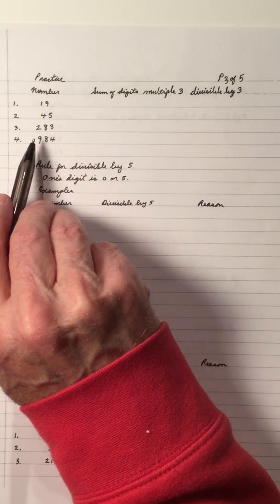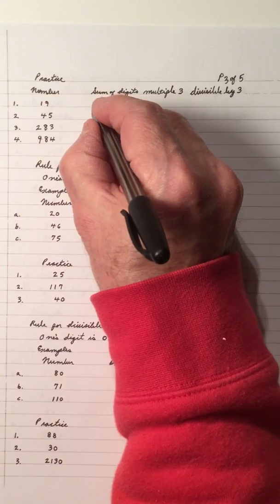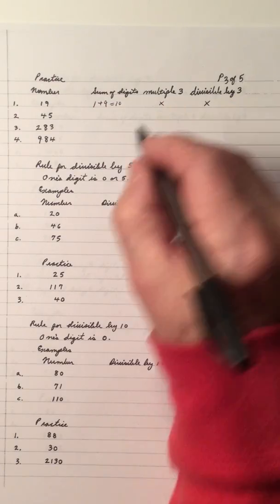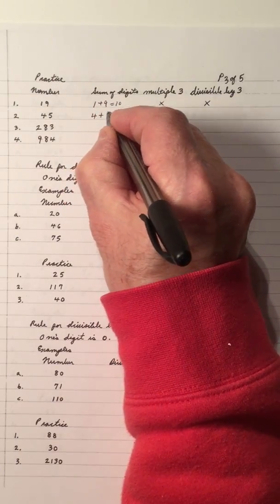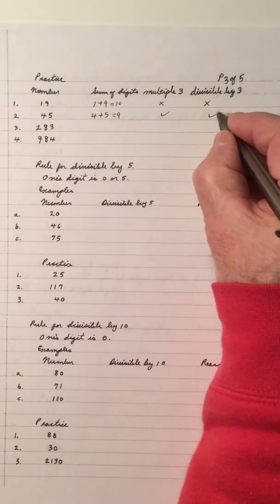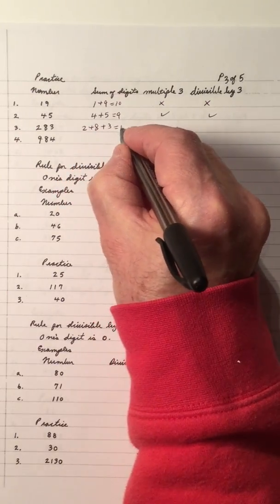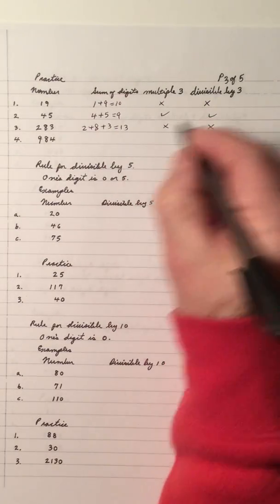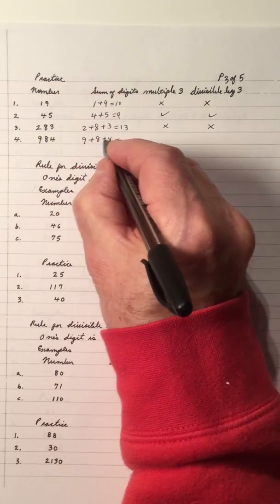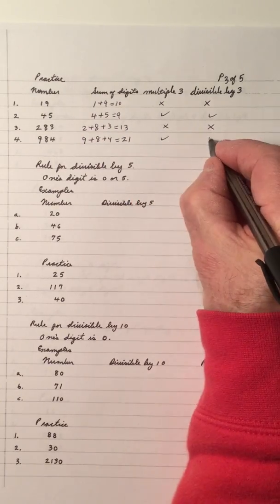Practice. Don't forget, pause, work them out, and come back. Sum of the digits, 1 plus 9 is 10. 10 is not a multiple of 3, not divisible by 3. 4 plus 5 is 9, and 9 is a multiple of 3, divisible by 3. 2 plus 8 plus 3, 13, not a multiple of 3, not divisible by 3. 9 plus 8 plus 4 is 17, 21. 21 is 7 times 3, a multiple of 3, divisible by 3.